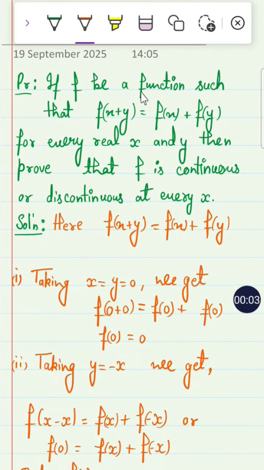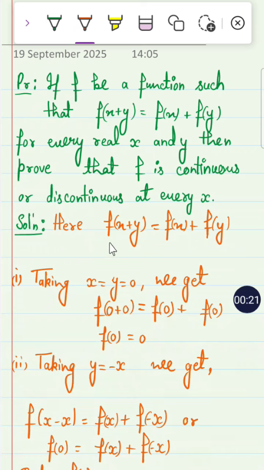If the function f is defined by f of x plus y is equal to f of x plus f of y for every real x and y, then prove that f is continuous or discontinuous at every x and y. Now, how do we prove that if the function has this relation, the function is continuous or discontinuous?